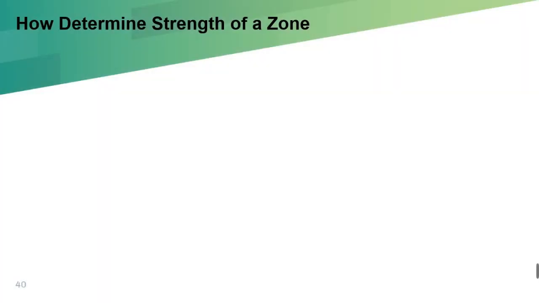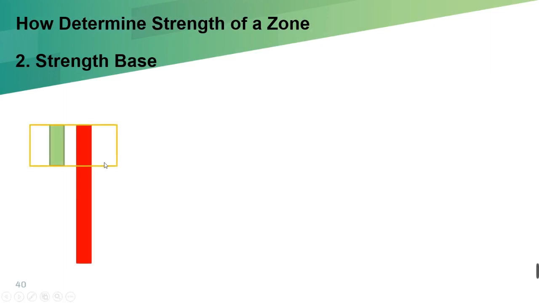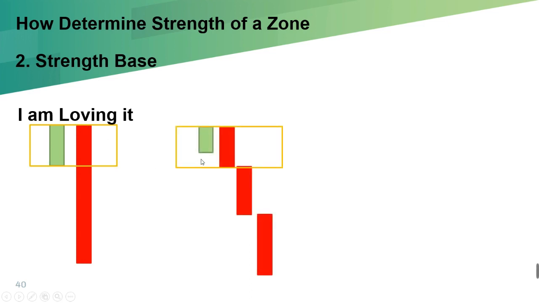The second way of determining the strength of a zone is by using the strength of the move itself. The first one is that we have a price, then suddenly there's a big drop. This is something that I'm loving. I really like it. It always creates high chances, low risk, high return trades in the future. The second type is that similarly we create a zone, but this time it takes a smaller candle to break the zone.